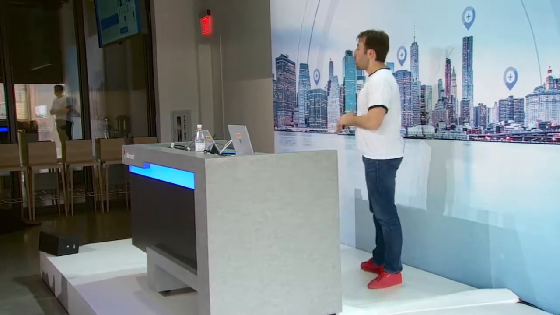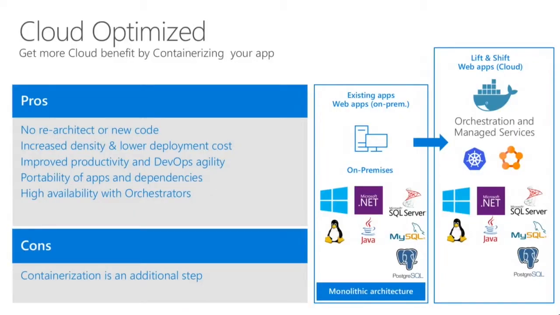This is no re-architecting, no new code, right? So you're still just containerizing the code you've already got. It gives you the opportunity for some increased density, right? So you can come in and pack these things a little bit tighter than you used to be packing. You can get lower deployment costs because you can run through a bunch of tooling now, because you're just using Docker containers, which are pretty standard across a bunch of tooling.